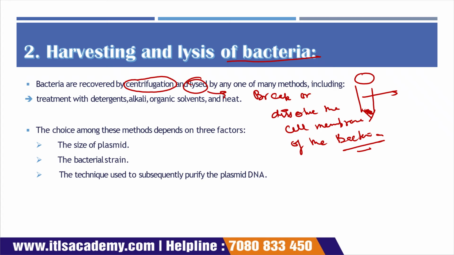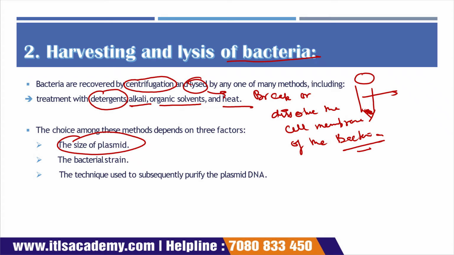That is your treatment with the detergent. Either we treat the bacterial cell with the detergent, or either by using any alkali, organic solvent, or heat. Now, the method that we choose for the lysing totally depends upon three factors. The first one is the size of the plasmid.